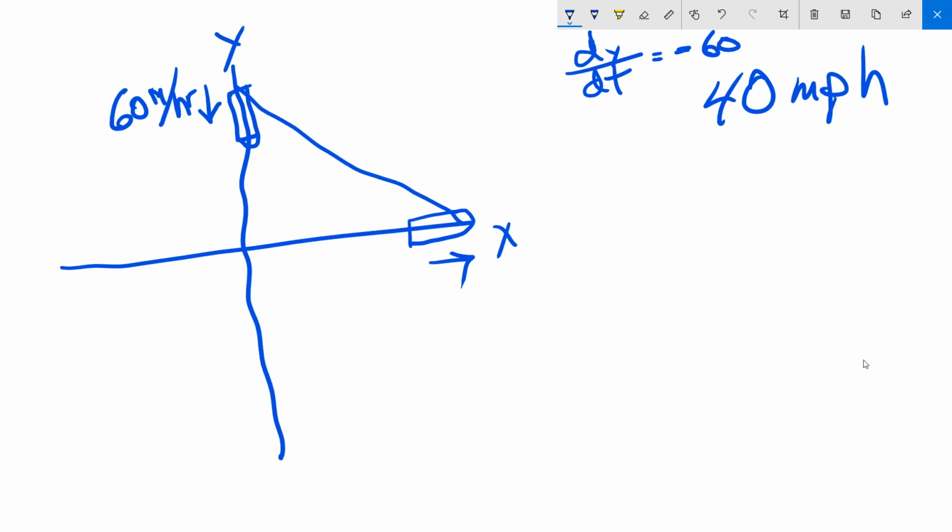So 40 miles per hour. Is that going to go along the hypotenuse? Yeah, we'll call it Z. Okay, dz/dt equals 40. And that's a plus.